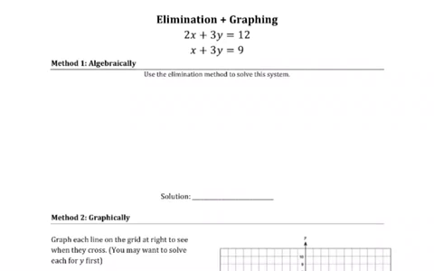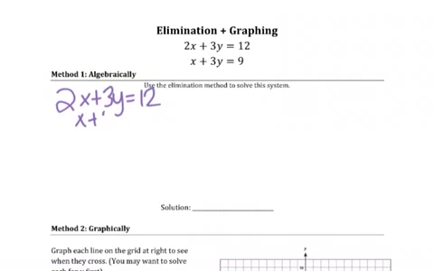Alright, so we're going to start with rewriting the question down. So I have 2x plus 3y is equal to 12, and x plus 3y is equal to 9. Okay, so in order to eliminate a variable, we have to create a pair of opposites. I like that this right here already is the same coefficient. I now just need one of them to be negative.